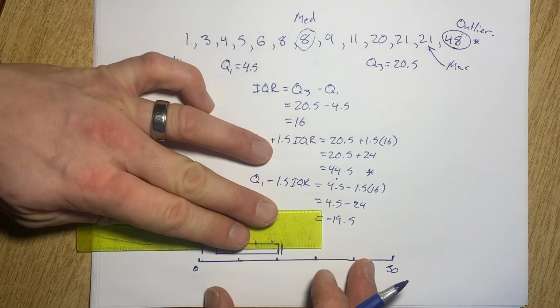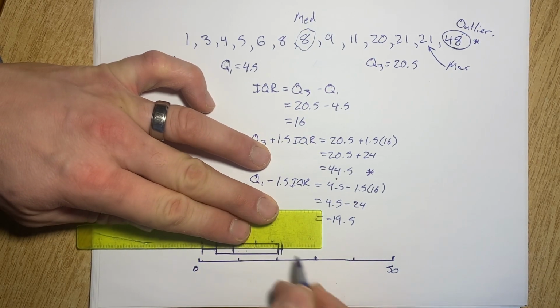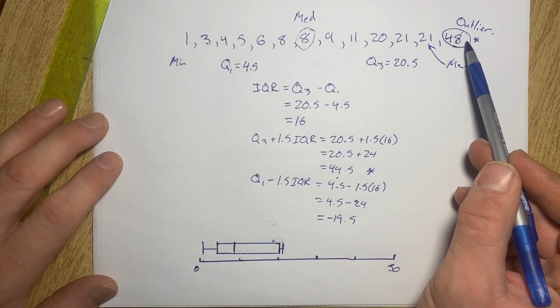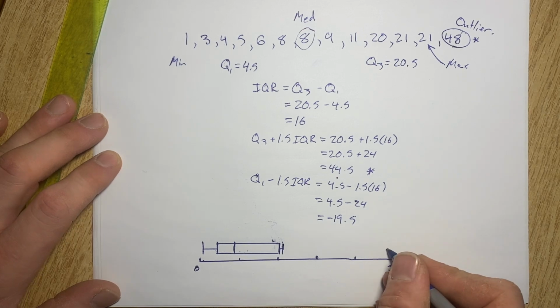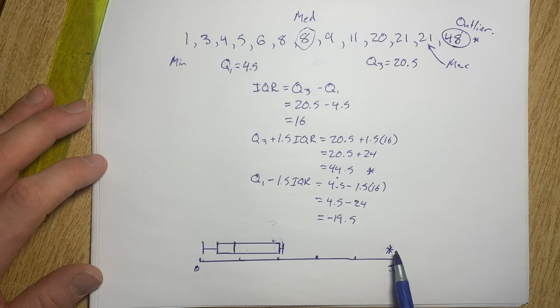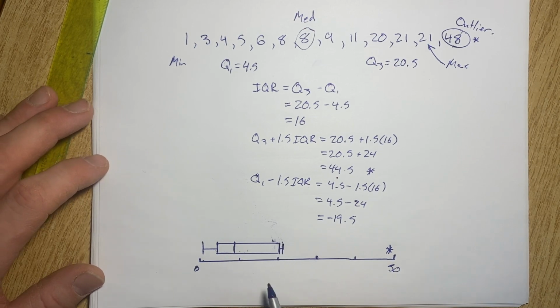Then I'm going to have whiskers. My whiskers extend from the box out to the minimum and out to the new maximum. And I say the new maximum because I'm not including my outlier when I draw my box and whisker diagram. I am going to include my outlier at the end with a star all the way out here to show that there was one way out wacky piece of data far above my whisker.